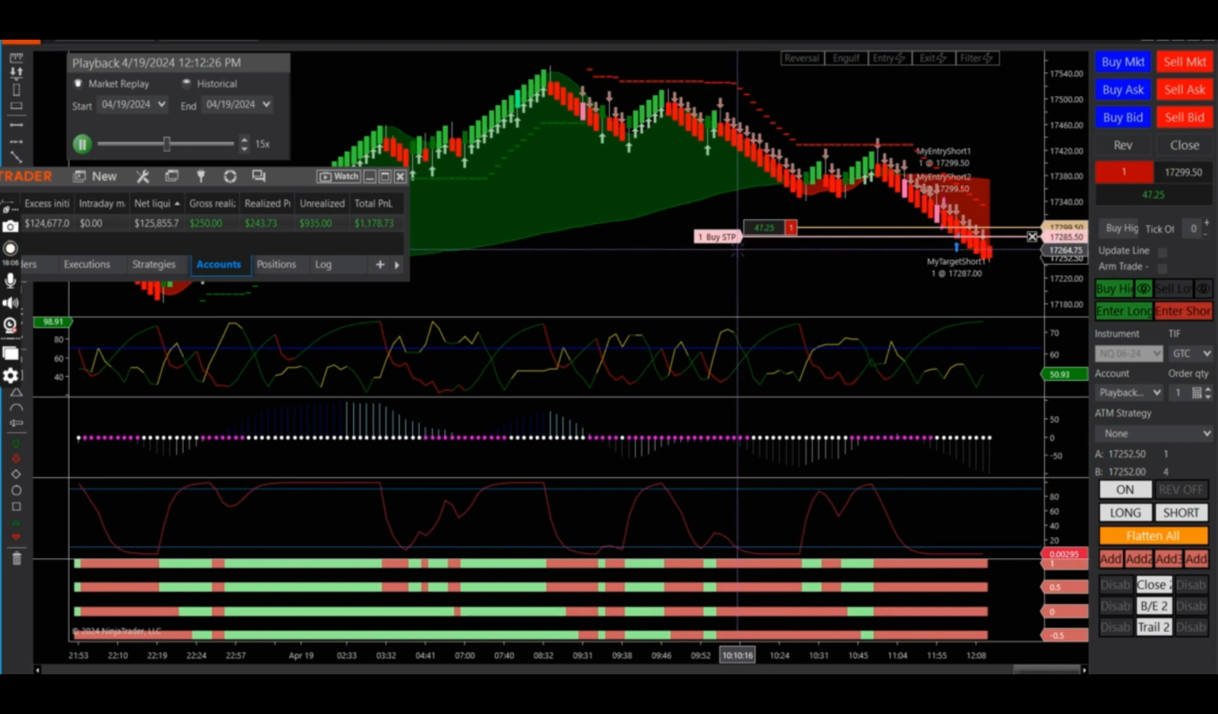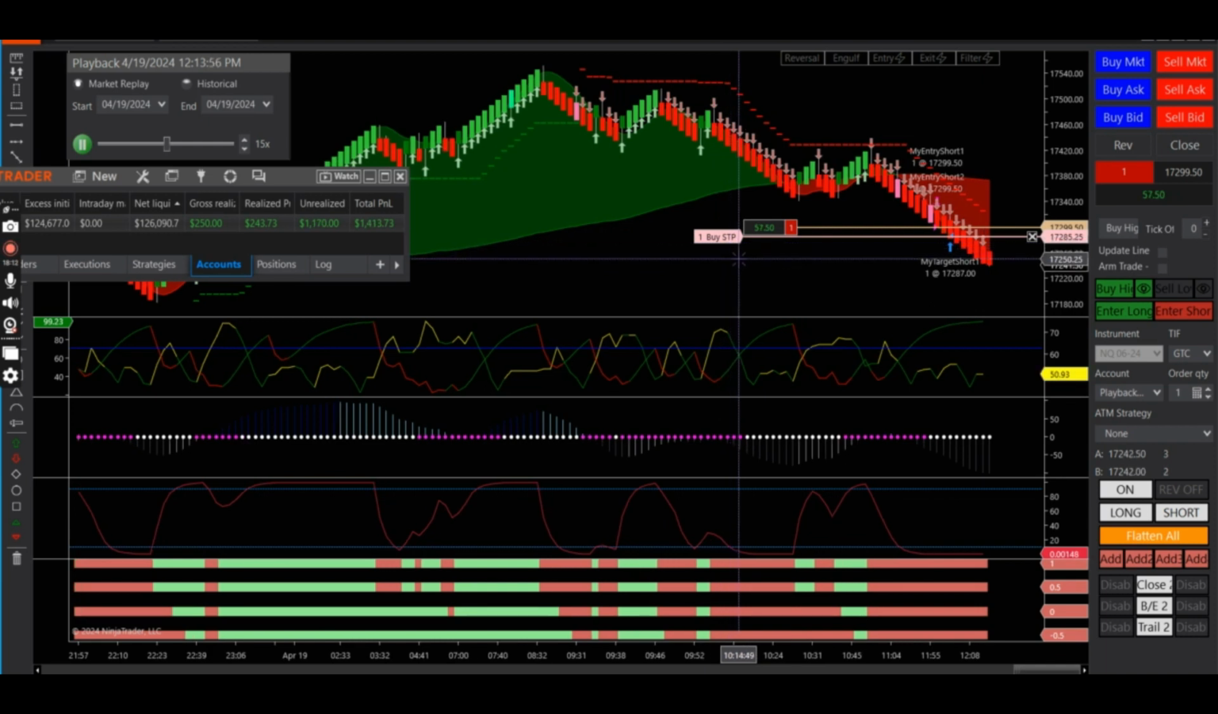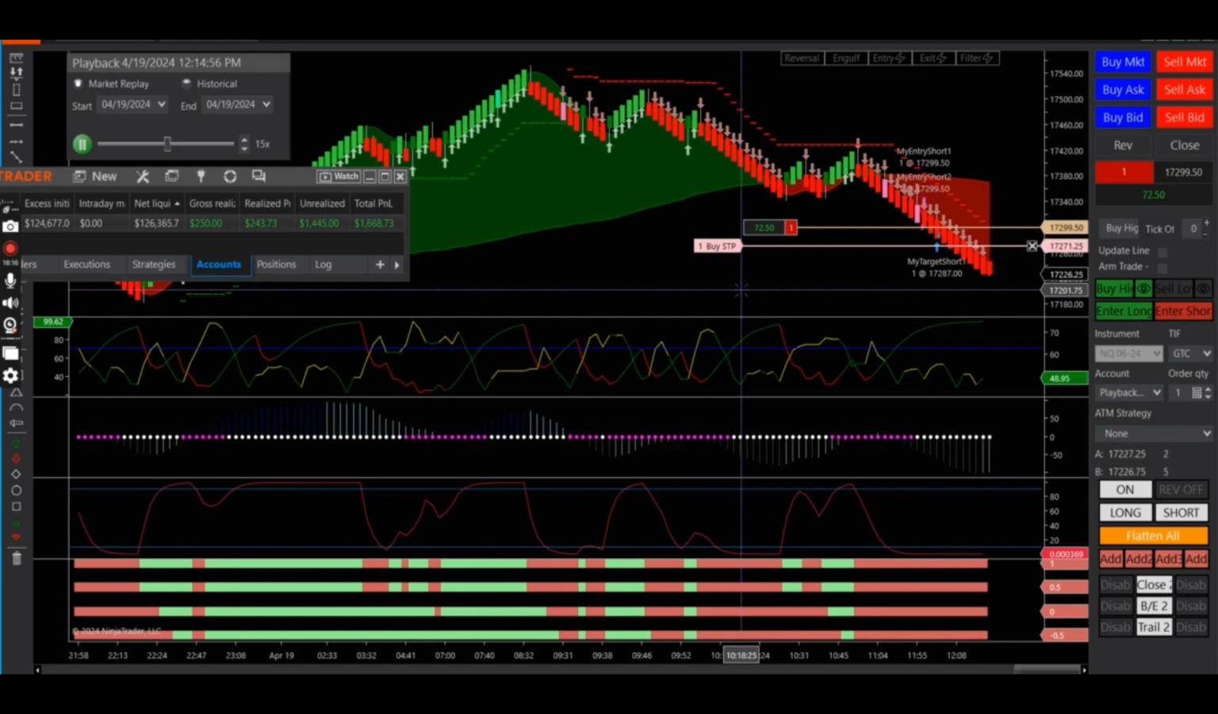So it's pushing down some more. So I'm just gonna leave my stop loss to show you. It does move based on the ATR. And so you can see how it's moving. So I do from time to time move my stop loss just like I'm doing right now.